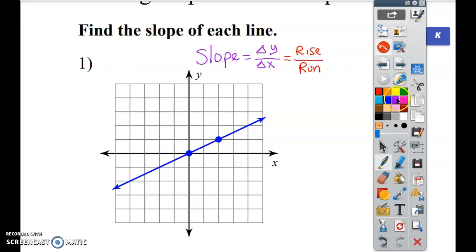Okay, so we're going to be finding the rise over run for all of these graphs, just like you did last year. So the first thing you do is you look at the graph and you think about the slope man. Which one does it look like? Does it look like the positive slope, the negative slope, the undefined slope, or the zero slope? And this one looks like the positive slope one, right?